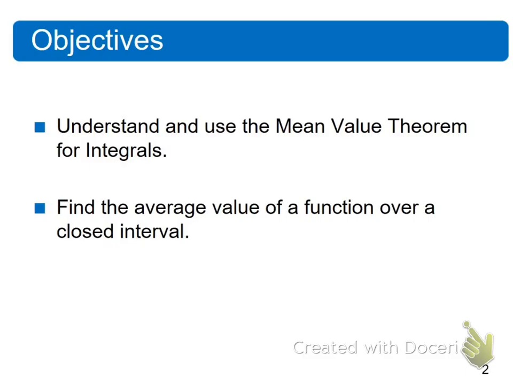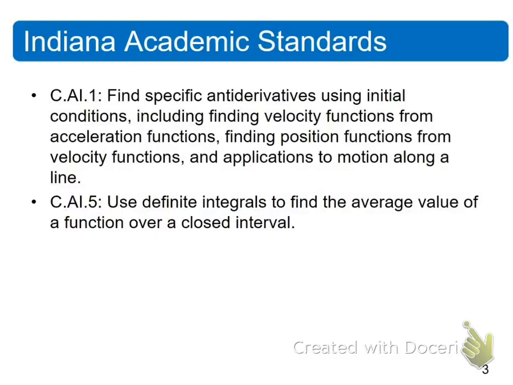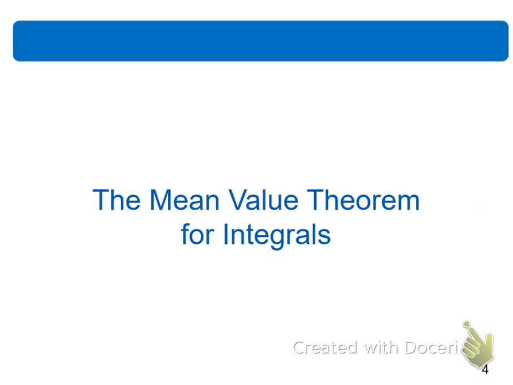So we only went through half of 4.4. The book puts a lot in this section. I would have broken it up. But we're going to talk about the mean value theorem and then the average value of a function over a closed interval. So there's our academic standards.